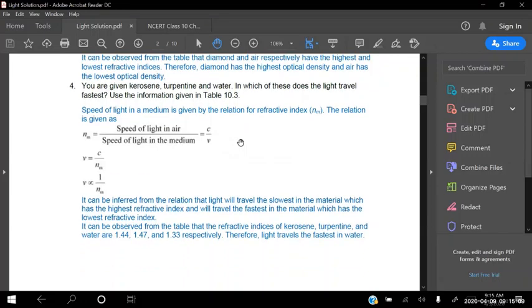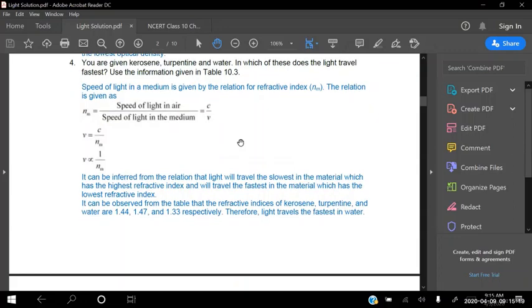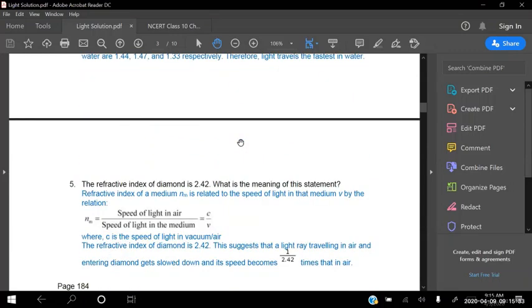You are given kerosene, turpentine and water. In which of these does the light travel fastest? So you know the speed is inversely proportional to the refractive index. So hence this is the answer. It can be inferred. First you write the relationship, then you just say which has the highest refractive index. So which has the highest refractive index? 1.47, that is turpentine. So accordingly you will write the answer.